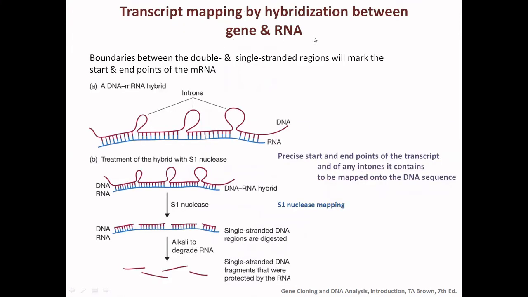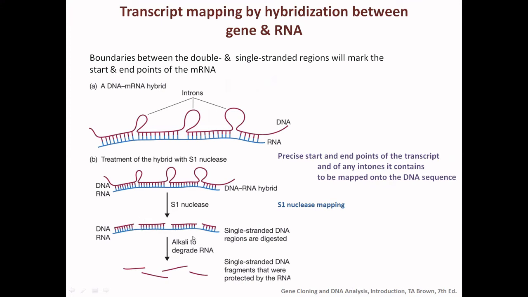Then there is transcript mapping by hybridization between the genes and the RNA. In this process, the boundaries between the double and single stranded regions will mark the start and end point of the mRNA. This is the expressed area of the DNA. So we hybridize the mRNA with the DNA. The introns area will form a loop. After that, it will be treated with S1 nuclease, which will digest the single stranded nucleic acid. So these loops are single stranded, so they will be digested, and we will only have those portions of the DNA that have the coding sequence for the mRNA.